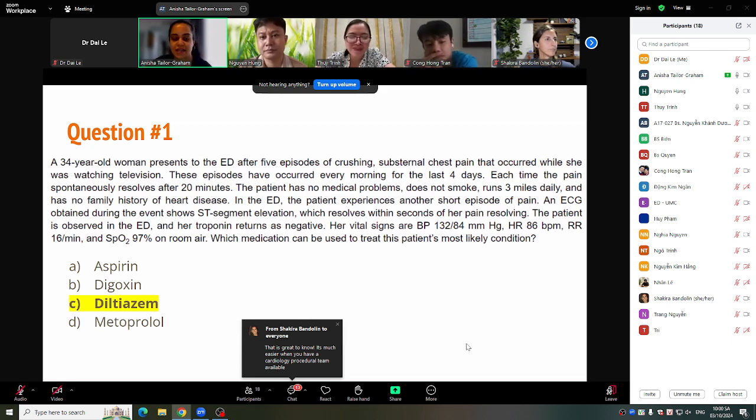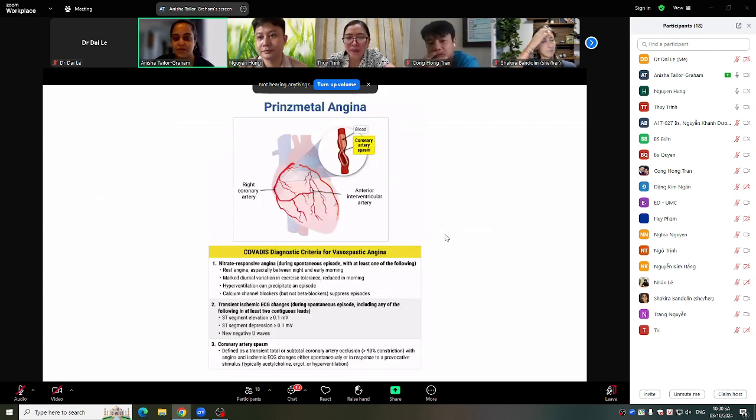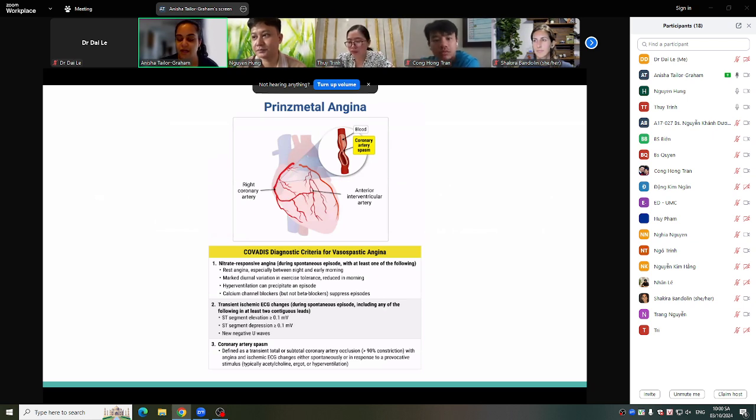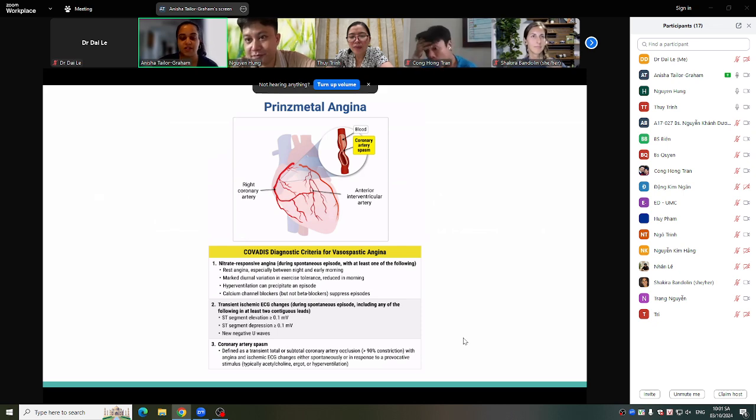So it's actually C, diltiazem. The reason is that this patient has ST elevation that comes about for a couple of seconds, and then when her pain goes away, her ST segment elevation goes away. So what we're seeing here is the condition called Prinzmetal angina. Typically this is a spasm of the coronary artery that causes decreased blood flow for those couple of seconds while the spasm is occurring, which leads to the ST elevation you see on the EKG at that time. So this is not a true STEMI, and we'll put these patients on a calcium channel blocker to help with their vasospasm.